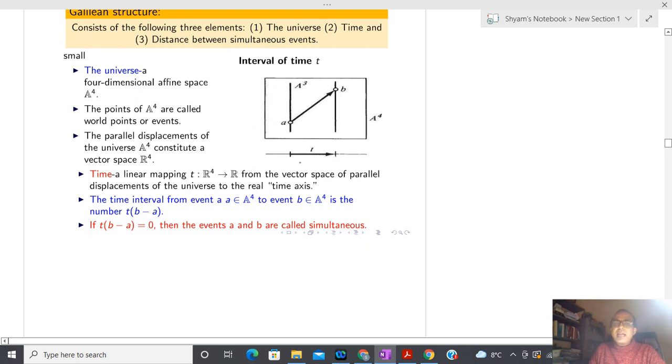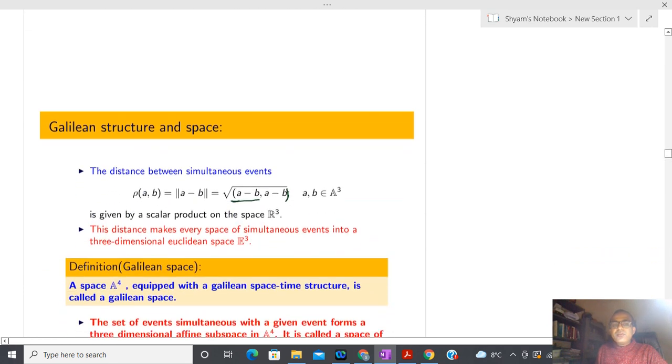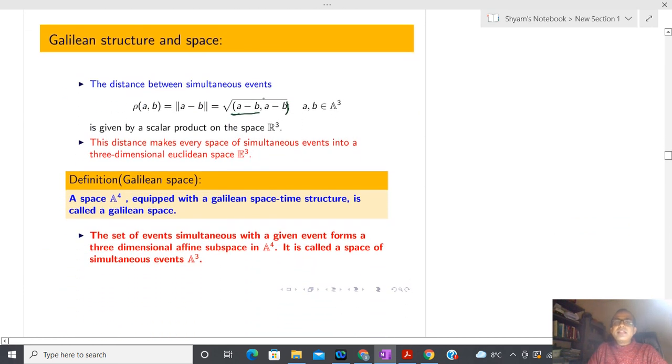Sometimes we also need the backward direction. Suppose I want to know what kind of things happened in the past. In this way we are defining the simultaneous event. Here you can see that I have to make sure that t(b) minus t(a) should be 0, and if t is non-zero, I have to make sure that b equals a. Then only the two events are simultaneous. After that we are able to define the distance between these simultaneous events.